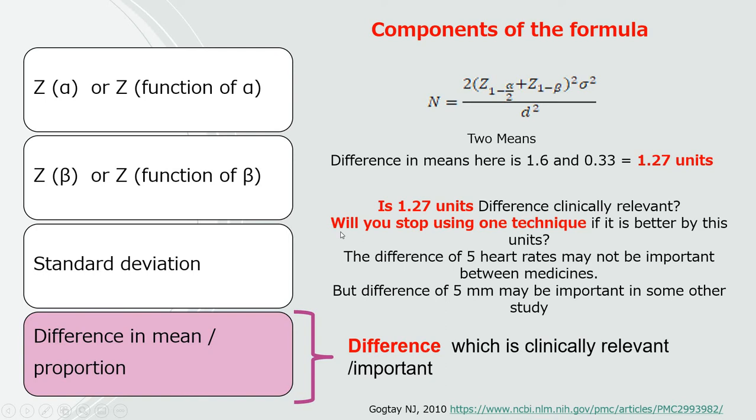To put it into perspective, suppose you are using a new technique which is reducing the time taken, will you stop using the technique which is taking 1.27 minutes extra just because the newer technique is faster by 1.27 units? A difference of 5 heart rates may not be clinically relevant in some medications which reduce the heart rate, but a difference of 5 millimeters may be very essential for some studies in which you are measuring nanometers. So you need to understand what the difference is, and you need to give the statistician the difference that you are expecting to be clinically relevant, which is the value of D.